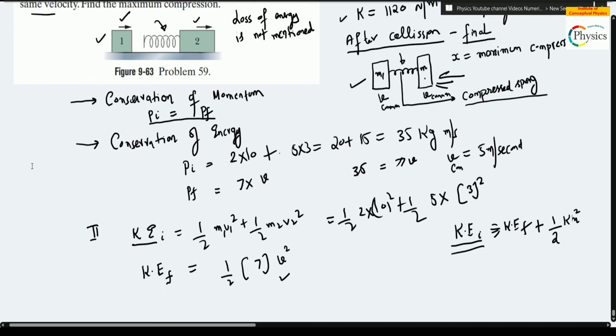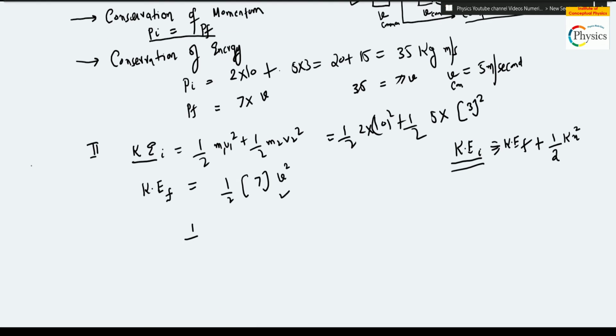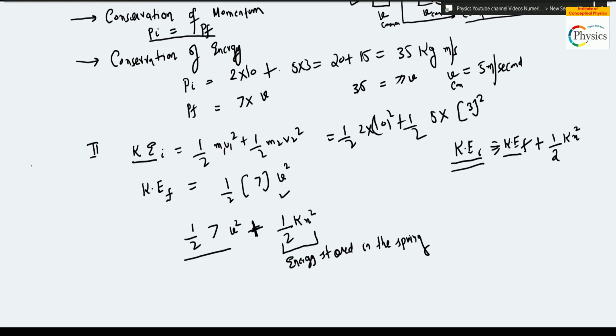So if I apply the law of conservation of energy, it is half 7 v square is equal to kinetic energy final, which is half, this is the final one I've written. And I will add to this additional, this is the energy stored in the spring at that instant of collision. And this is the kinetic energy, which is final. So I'm writing the expression for the total energy. And the initial energy, of course, is this, right?